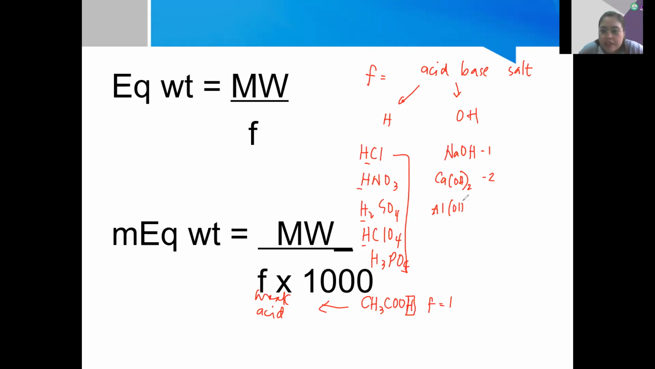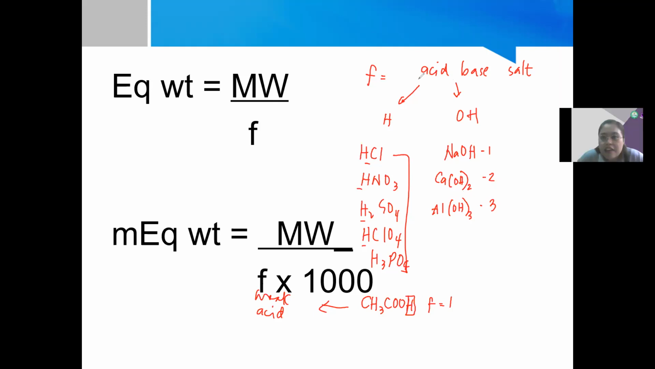Another example is the aluminum hydroxide. Again, the hydroxide is placed inside an open and closed parenthesis, and it has a subscript of 3. So automatically, the F is 3, because it means that it has 3 hydroxide groups. Okay, so that's the case of acid and base.